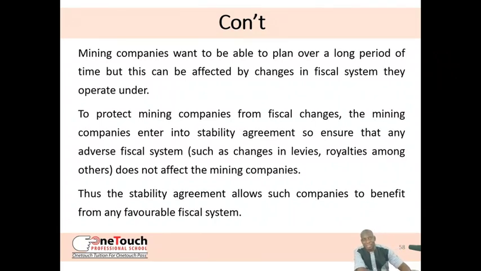So, in essence, mining companies want to be able to plan over a long period of time. But because they know it can be affected by changes in the fiscal systems they operate under, they want to enter into such stability agreements to protect mining companies from fiscal changes. The mining companies enter into what? Stability agreements to ensure that any adverse fiscal system, be it levies, royalties, taxes, among others, does not affect the mining companies. Thus, the stability agreement allows said companies to benefit from any favorable fiscal system, and they will not be affected adversely if the fiscal system is unfavorable.